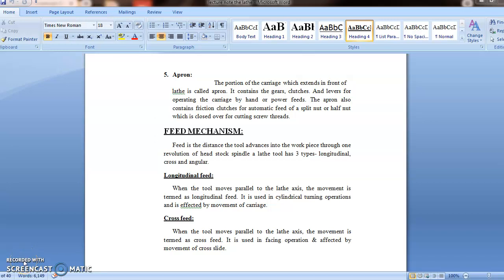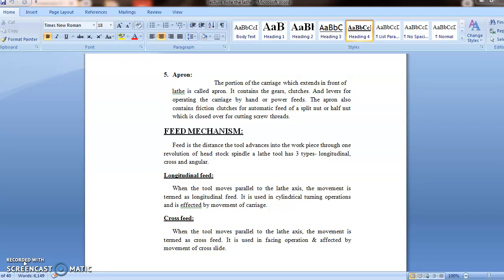Feed mechanism. Feed is the distance the tool advances into the workpiece through one revolution of the spindle. A lathe tool has three types of feed mechanism, that is longitudinal, cross and angular feed mechanism. First we will see longitudinal feed.